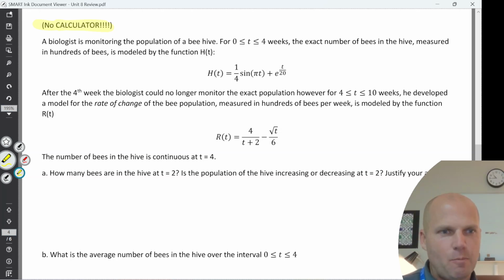We are monitoring the population of a beehive. For 0 to 4 weeks, the exact number of bees in the hive is measured by this H. Cool. From 4 to 10, he could no longer monitor the exact population. He developed a model for the rate of change of the bees population in hundreds of bees per week. If we considered these as an F, F prime and F double prime, we realize that H is in the hundreds of bees, but R is the rate of change in bees per week.